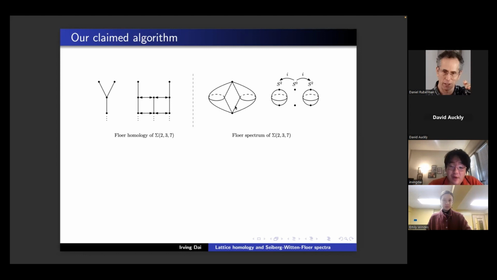And on the right-hand side, I've drawn for you what I have said is the Floer spectrum of sigma 237. And I wish to point out to you something seemingly very stupid, which is that, again, the Floer spectrum of sigma 237 also has, in some sense, a presentation of 3 things glued together. It's 2 copies of S2, which are glued along a common copy of S0. There's some formal similarity between the thing on the left and the thing on the right. You might think this is a very stupid observation, but it's not.